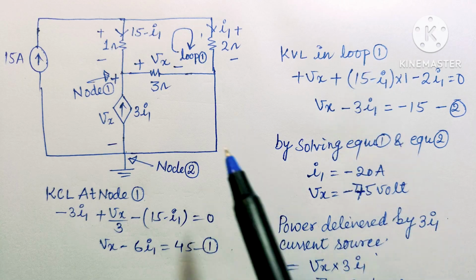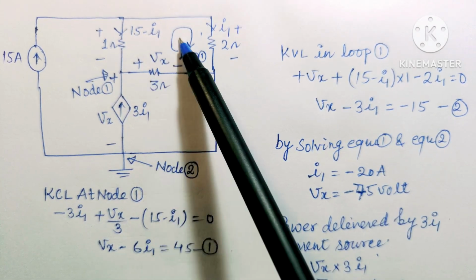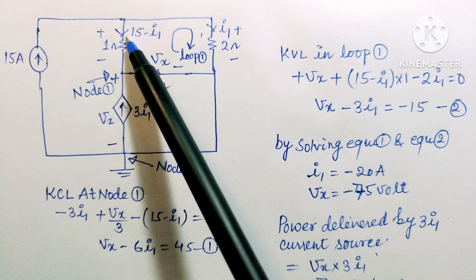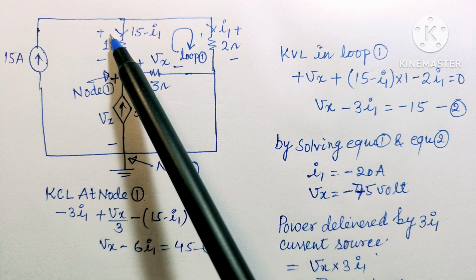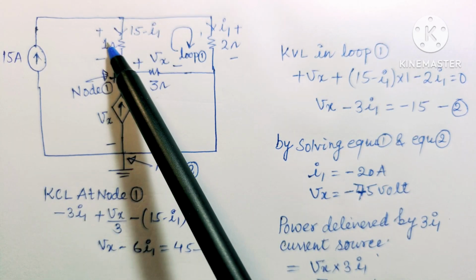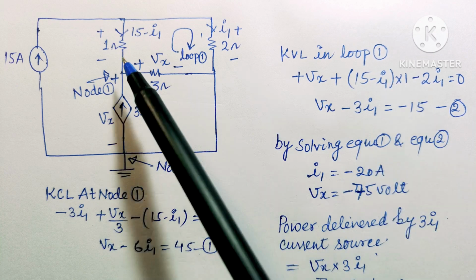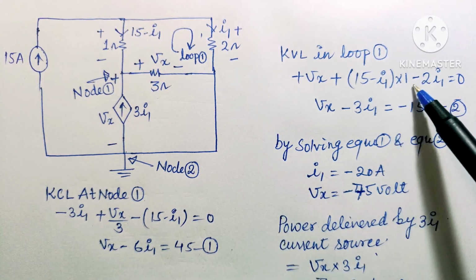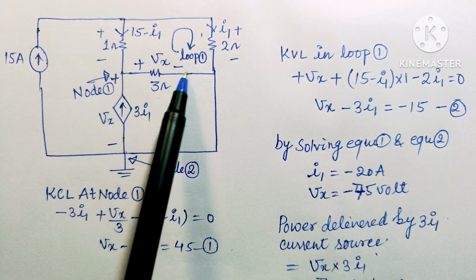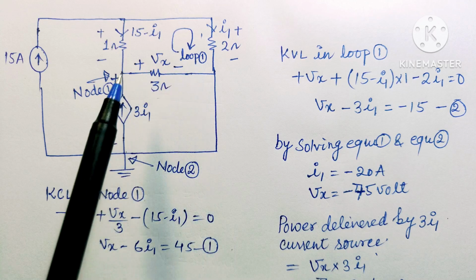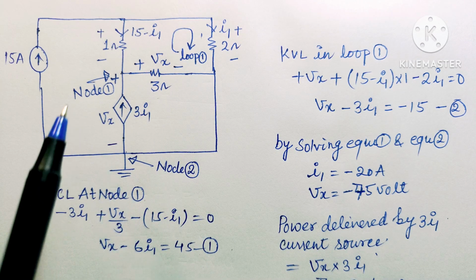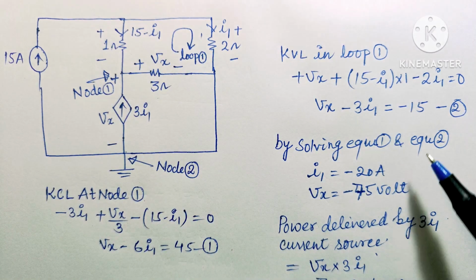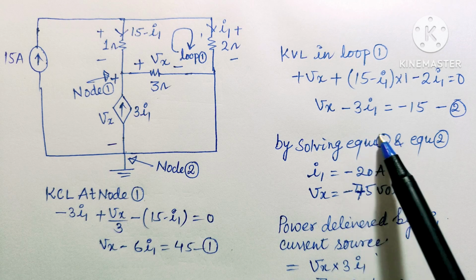If we apply KVL in this loop 1, moving in this direction, we find there will be plus Vx. Since current is flowing in this direction, the second sign will be positive here, so plus 15 minus I1 into 1 ohm. In this resistance the second sign is negative, so minus 2I1. In this loop, as we were approaching, we have taken the second sign in our KVL. It is easy to consider either the first sign or the second sign during our movement in a loop while writing the KVL. If we solve this, we find equation number 2.